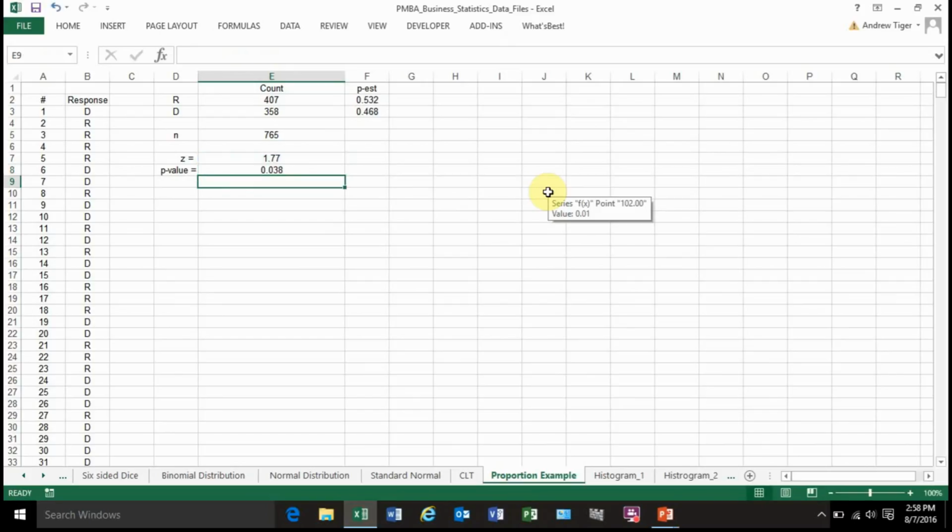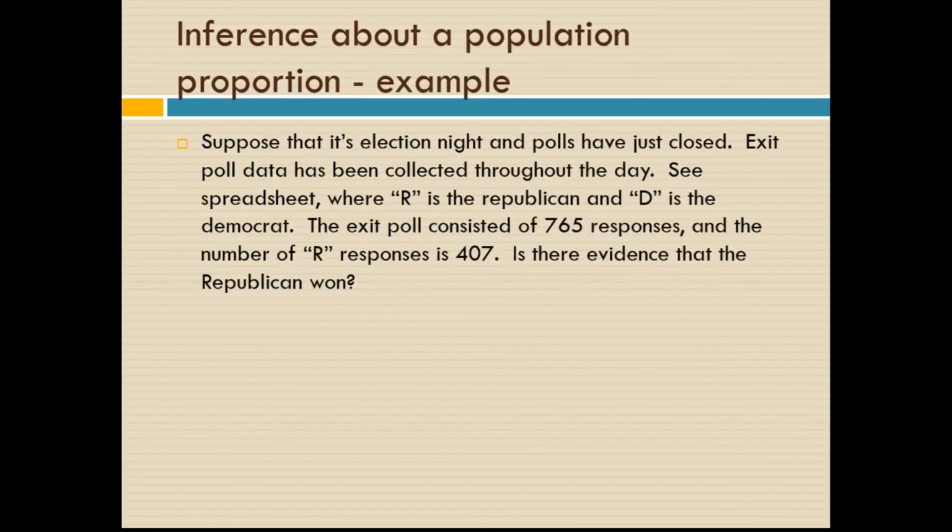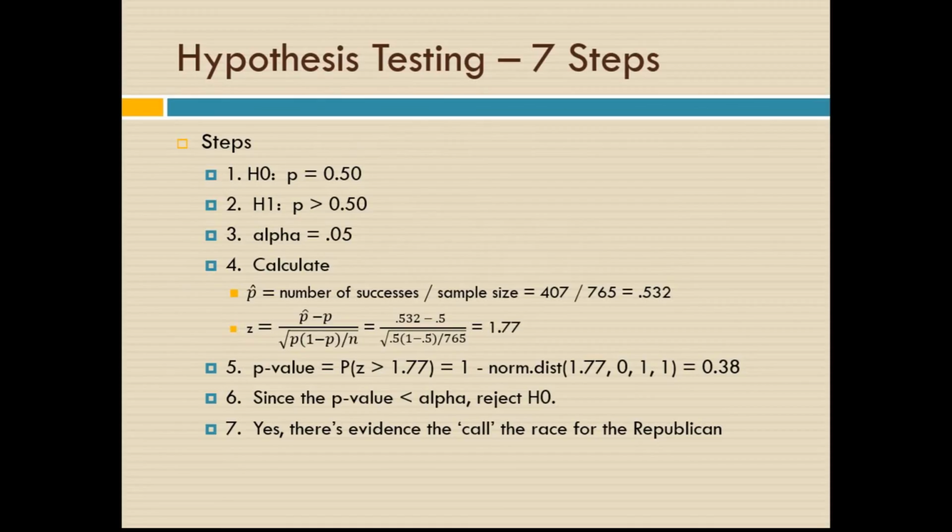So let's go back and put all this in our 7 steps. Our null hypothesis is what we're going to assume to be true, that the Democrat and Republican are equally likely. So the probability that the Republican proportion is 0.5. And we're trying to prove otherwise. We're trying to prove that it's bigger than that, because if it's bigger than that, then the Republican won. We want to be able to have some conclusion that we can state in the news and say that we can call this race. We're going to establish our alpha at 0.05.